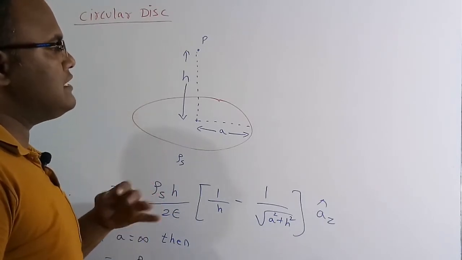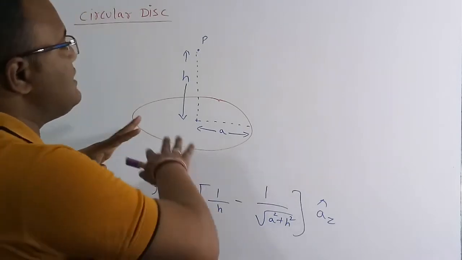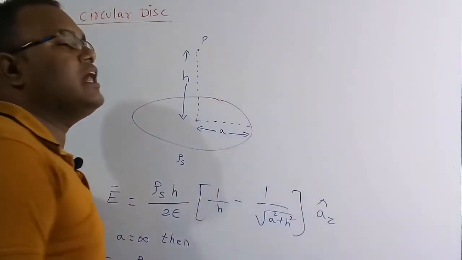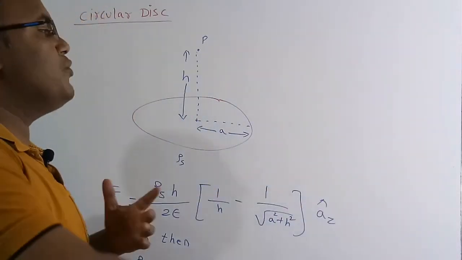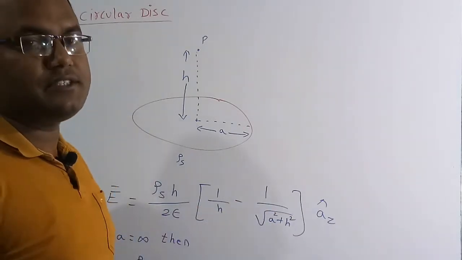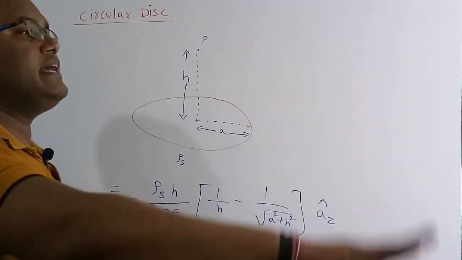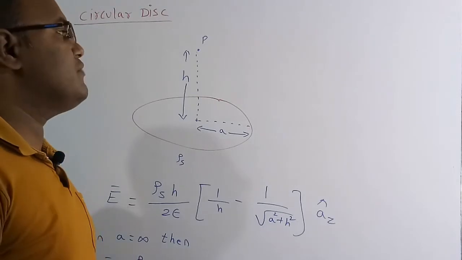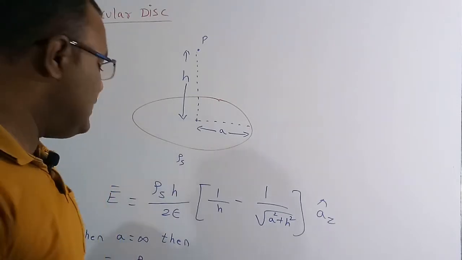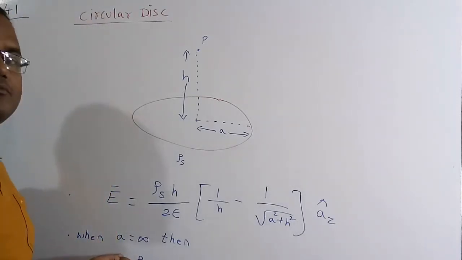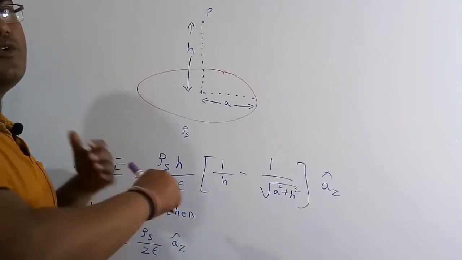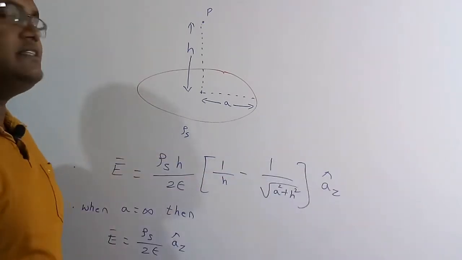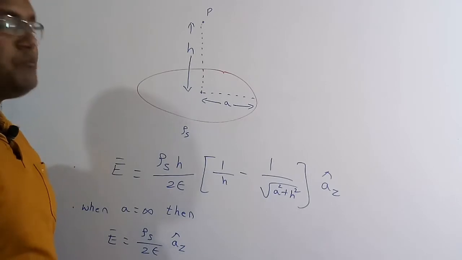But I want to consider a special case where the area of the circular plate is very large, which means we can assume an infinite area. Then what is the net electric field at the point P? Here we have to assume that a is equal to infinity, meaning it has a huge radius. Then what is the net electric field at point P?